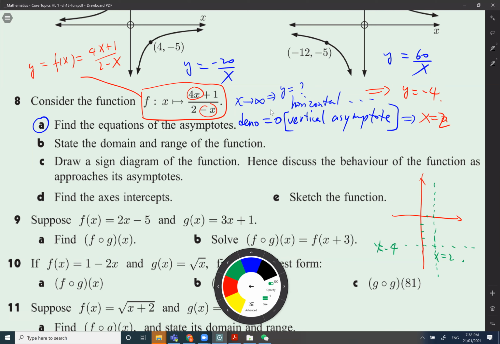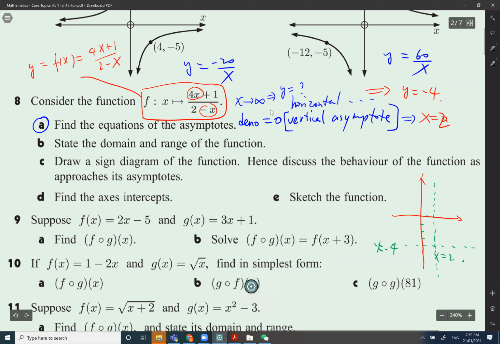How do we sketch the graph? We need to find the x-intercept and y-intercept. That will be part D. For the y-intercept, you need to make x equals 0. Eden, what's the y-intercept? Half. Yep, half. So x equals 0, y is half, which is a point here.